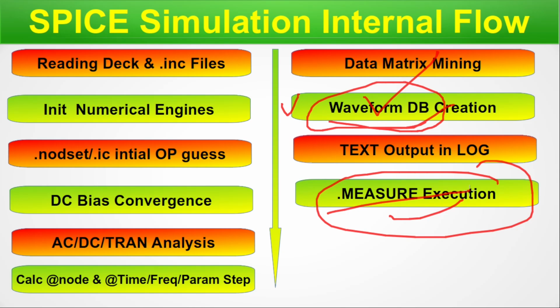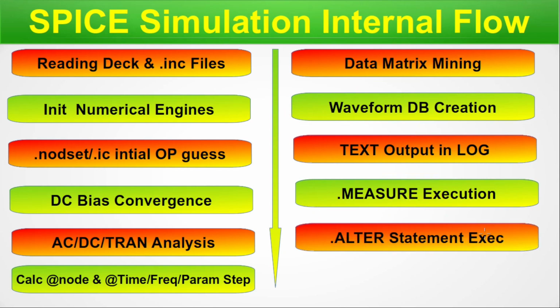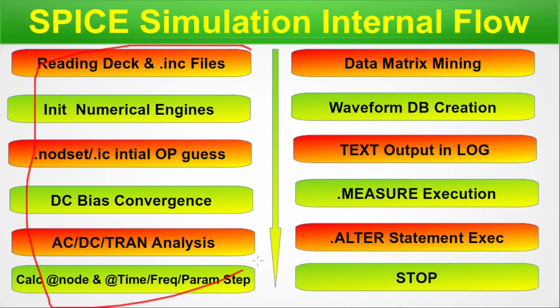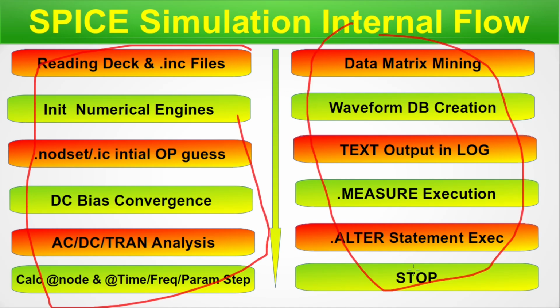Next is the alter statement, a special statement that helps to repeat different blocks of code with a minor change in them. So you don't have to write 10 SPICE decks; instead, you write one SPICE deck and repeat a particular block where there is a small change, and a different set of results will be generated for each. That is the alter statement, which we have in NGSPICE. And the next step, at the end, is stop. Once all these steps have been performed one by one, the simulator stops and exits from the simulation.